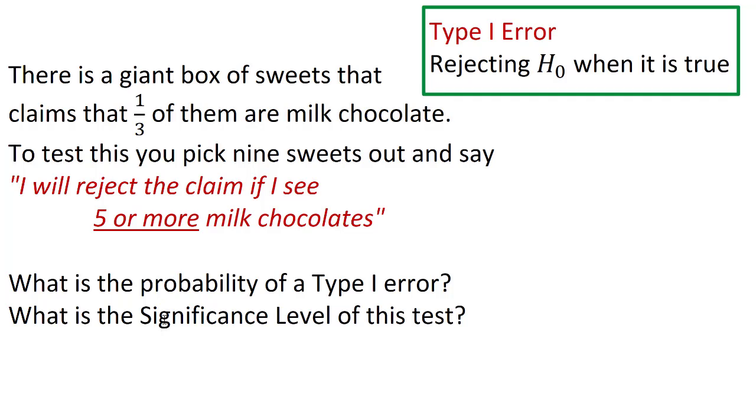So have a look at these two questions. What is the probability of a type 1 error? What is the significance level of this test? Now, this is the same question. Significance level is the amount of doubt you're prepared to go with. It's the opposite of how much confidence you have in your answer.